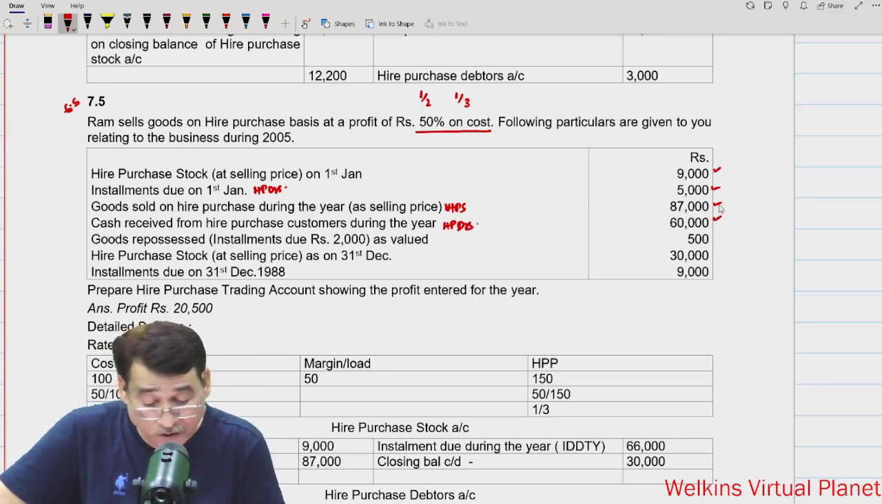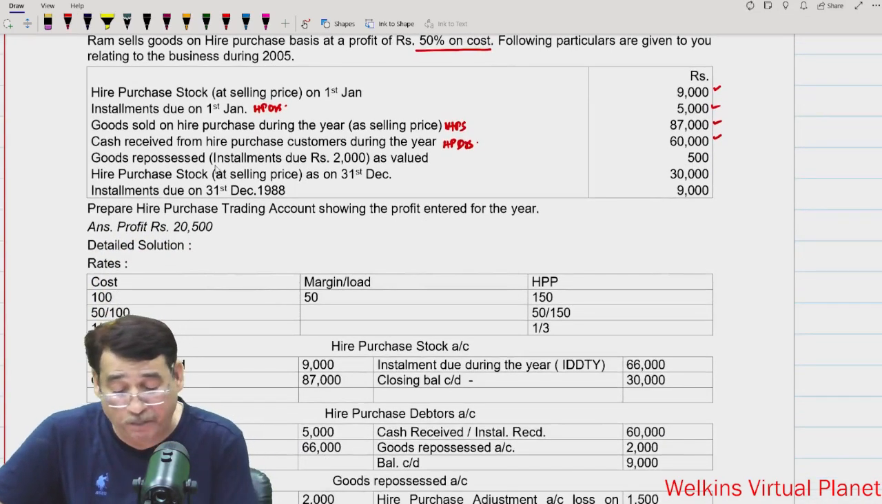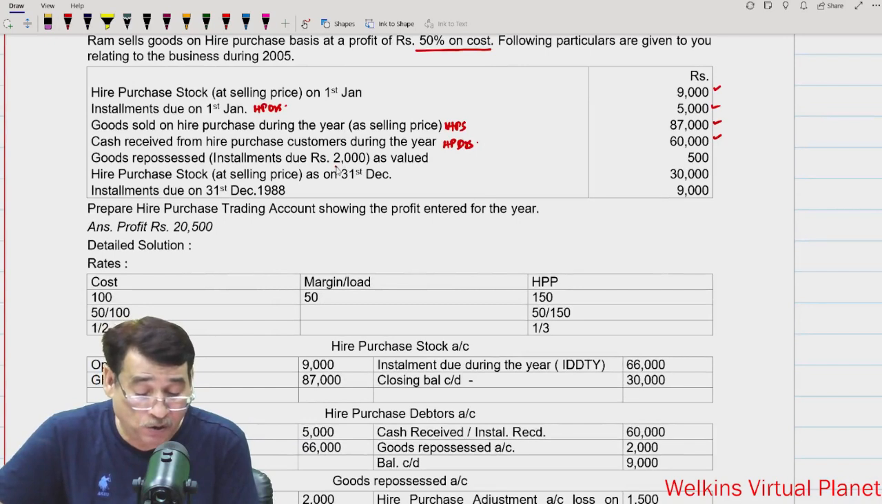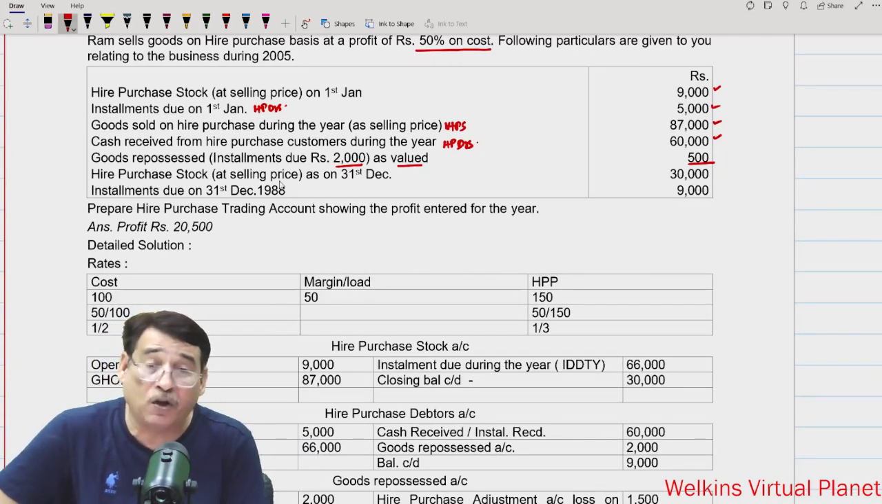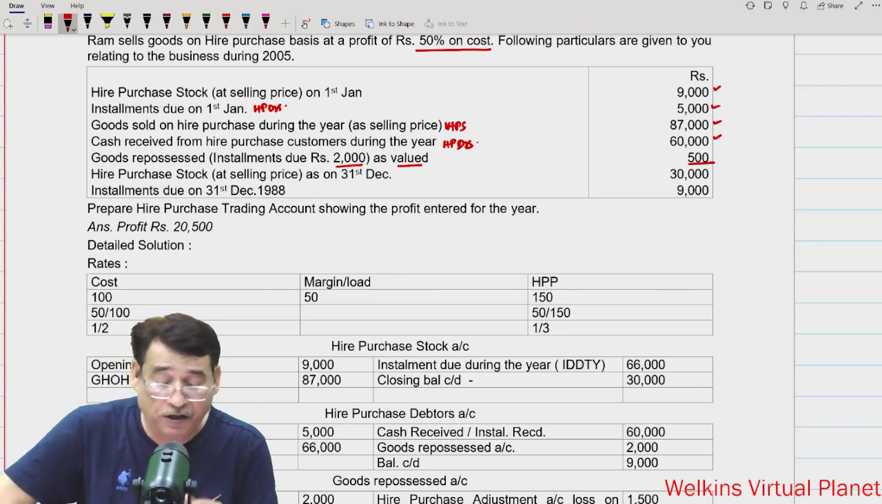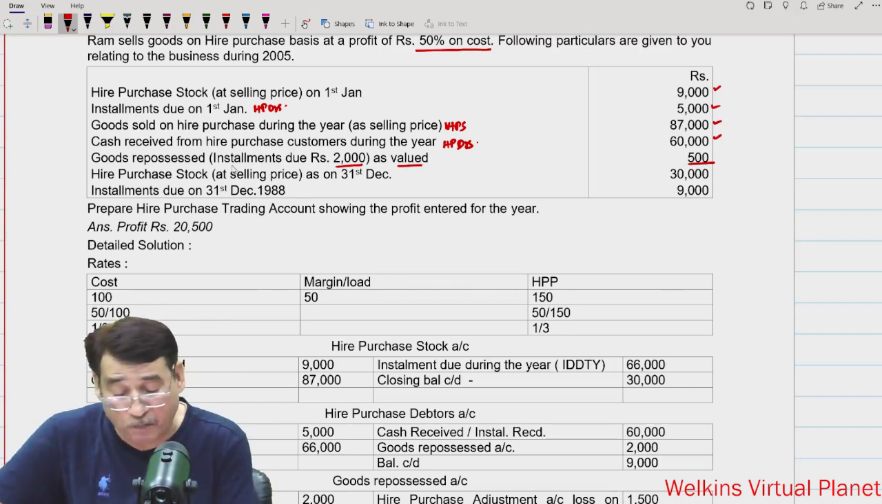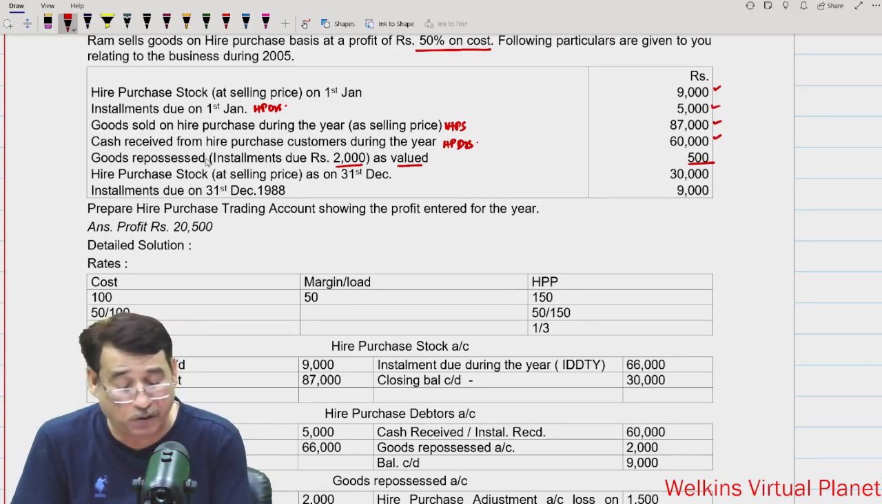Cash received 60,000. Now in this particular question, we are given goods repossessed, installment due 2,000, valued at 500. This is the important point in this question because we haven't talked about anything so far with respect to goods repossessed. So I will have to solve this particular question for you.